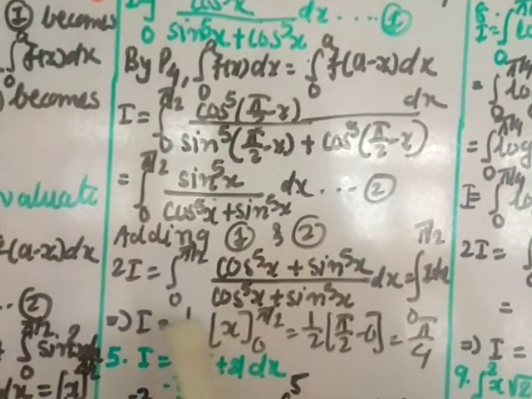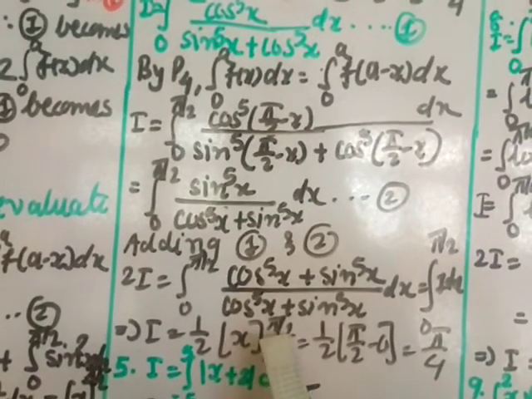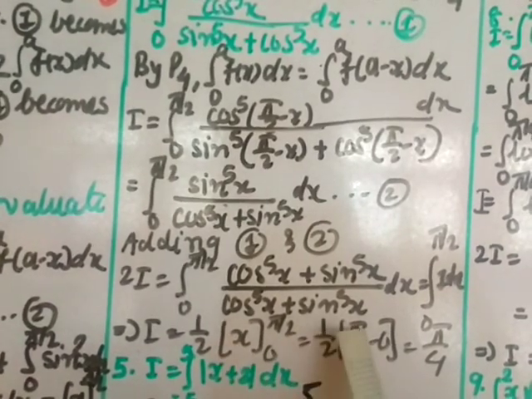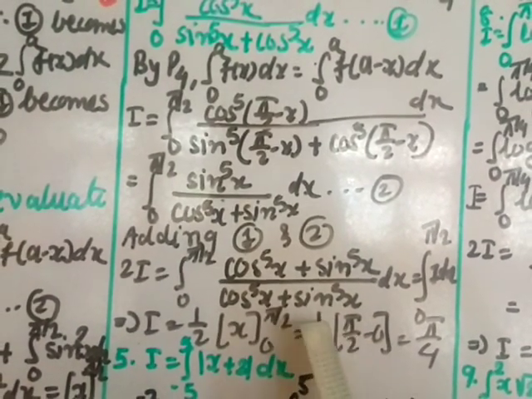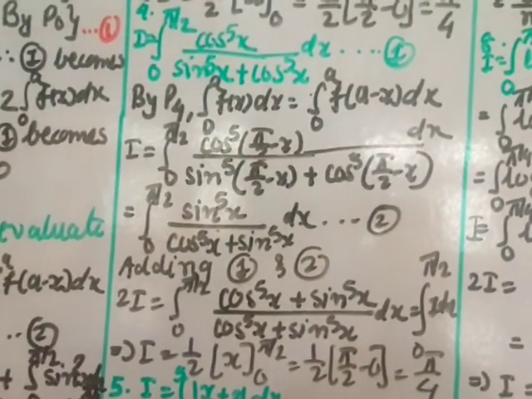Integral of 1 is x. This 2I, so 2 you transfer, so I is equal to 1 by 2 x. Apply the upper limit minus the lower limit. So 1 by 2, upper limit is pi by 2 minus 0. Multiply, so 1 into pi is pi, 2 into 2 is 4. So that is the answer for question number 4.